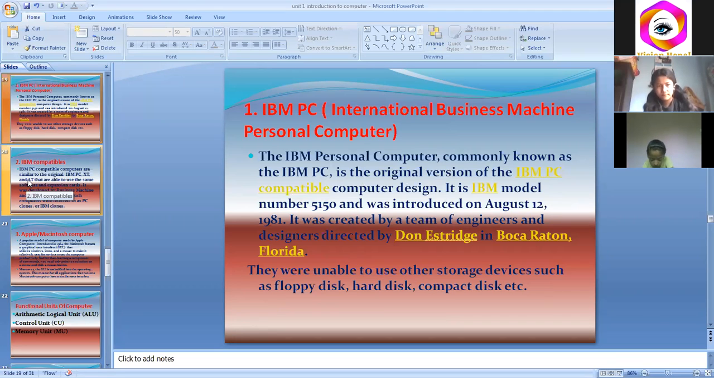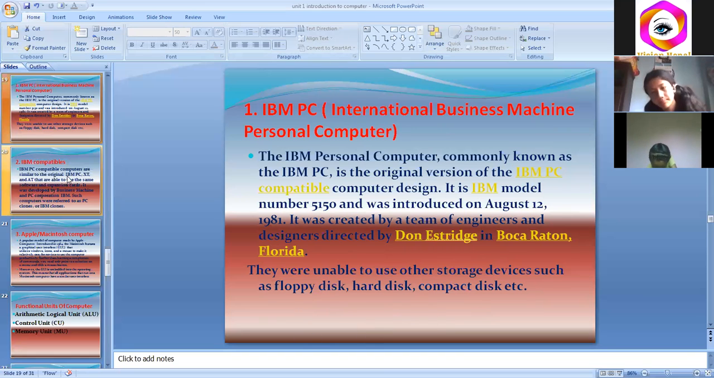IBM compatible is somehow not the original brand, and the IBM PC is the original brand. IBM PC compatible computers design. Okay? And it is IBM model number 5150 and was introduced on August 12, 1981 and created by a team of engineers and designers directed by Don Estridge in Boca Raton, Florida.